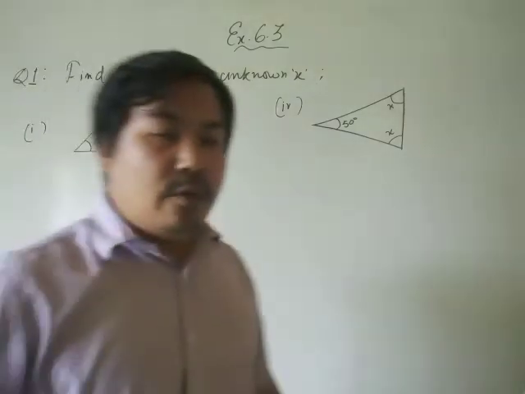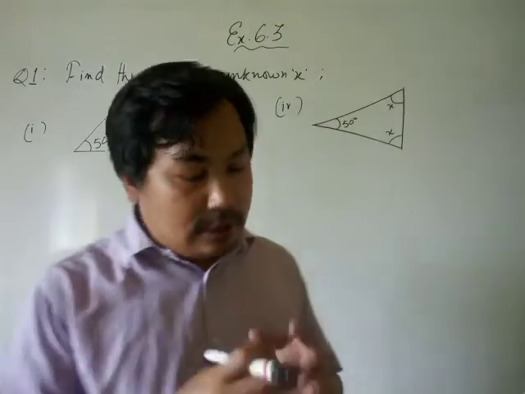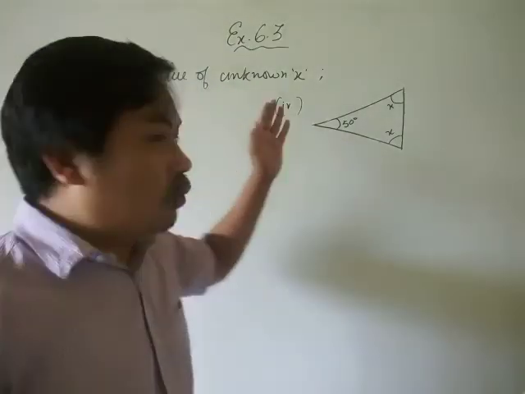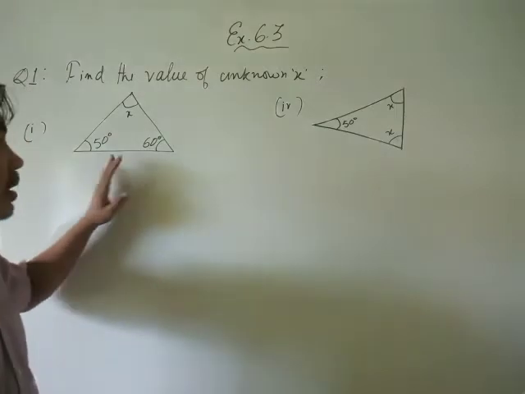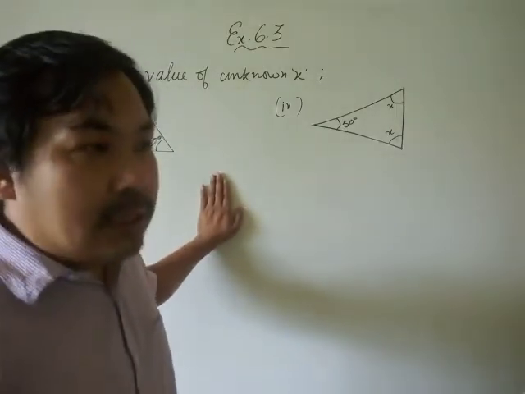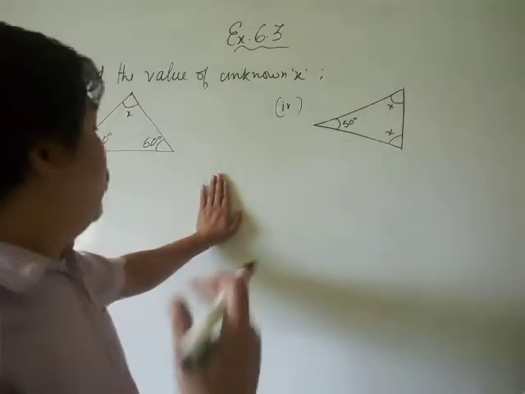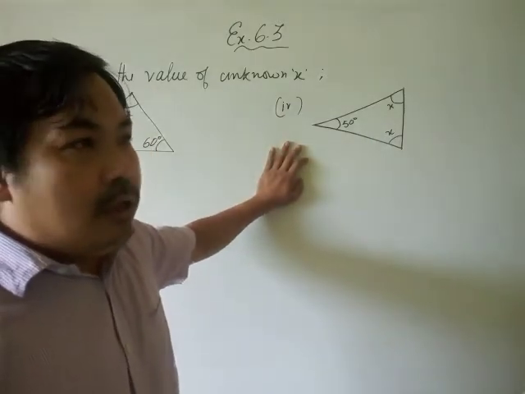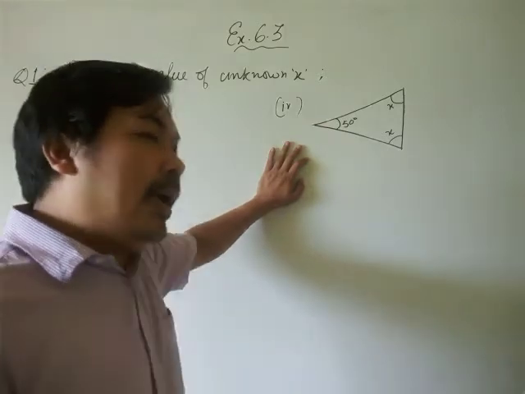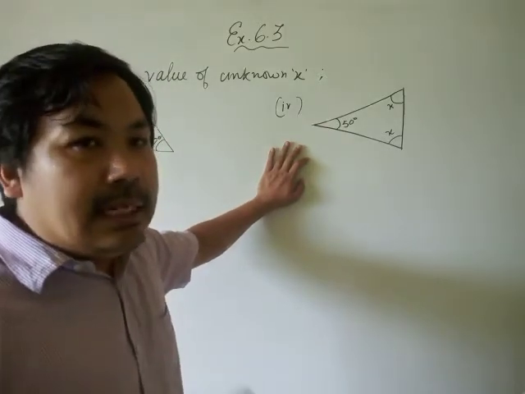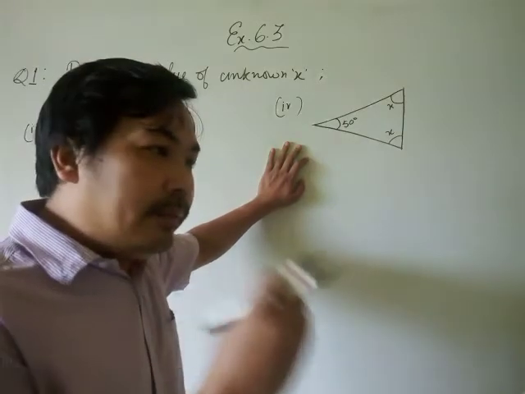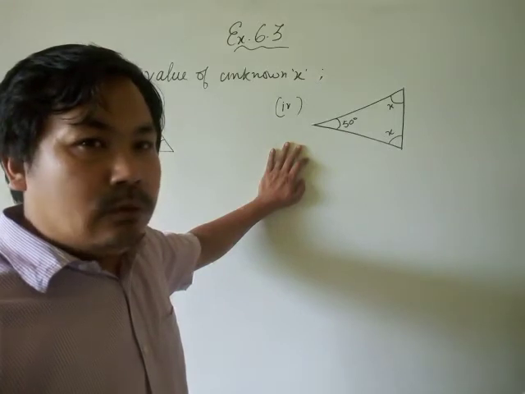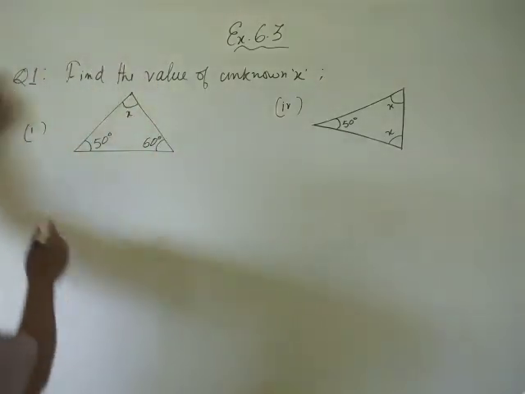Okay, my dear student, now we have question number 1 of exercise 6.3. Question number 1 says: find the value of the unknown x. See, triangles are given here, and some of the angles in the triangles are given, their measurements being 50 or 60 or like that, and x is given. Then we have to find x. Okay, clear. So how can we find it? We can find x by applying the angle sum property of a triangle, that is, the sum of three angles of a triangle is 180 degrees, isn't it? So now let us see solution 1 here.